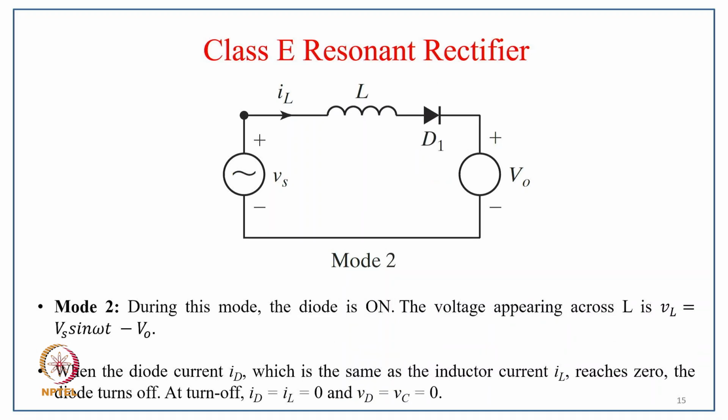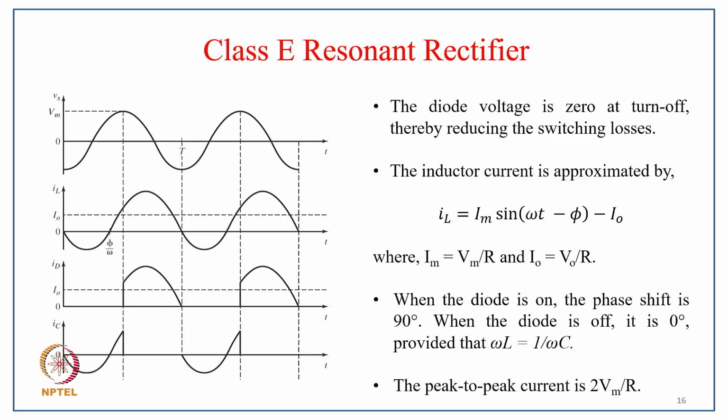In the case of mode 2, you can see what the equivalent circuit looks like. During mode 2 the diode is on, and the voltage appearing across the inductor is VL equals Vs sin omega t minus V0. When the diode current ID, which is the same as the inductor current, reaches 0, the diode turns off, and at turn off ID equals IL equals 0 and VD equals VC equals 0. These are the typical waveforms.